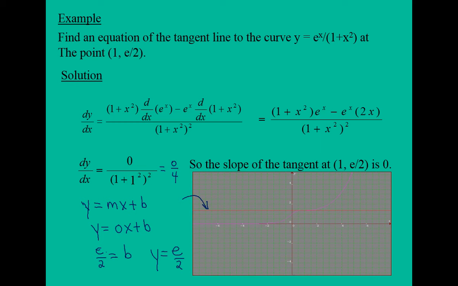And looking at when x equals 1, right here, we can see it's tangent to the curve. The curve comes up here like this and like this. So you can see the slope of the tangent line is 0 right there. It's the red line.